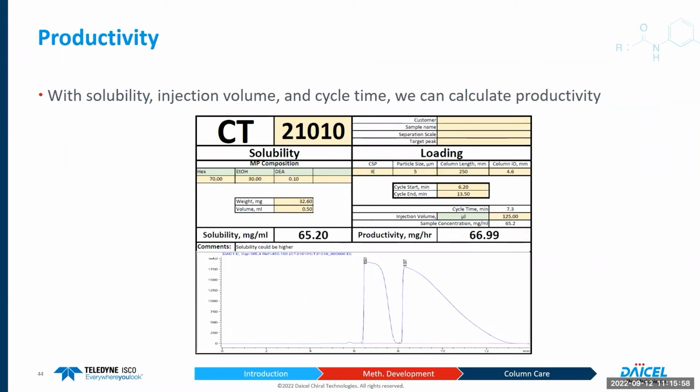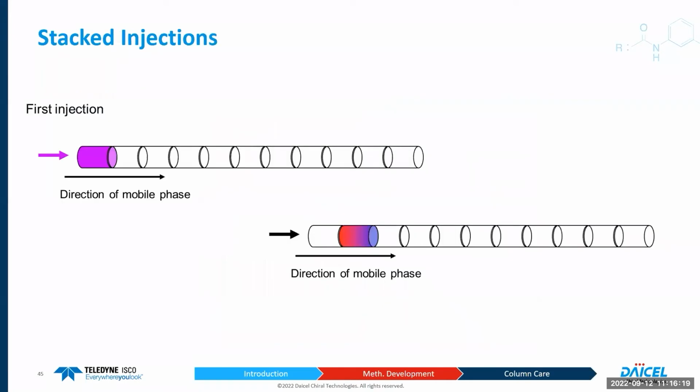But again, we're not just doing single injections. We're going to be doing multiple injections at the same time or across a given period of time. So this productivity is inclusive of what that stacking is going to look like. And I will say too that this productivity is on the analytical column, so we will be addressing scaling this in a couple of slides from now. But stacked injections look something like this.